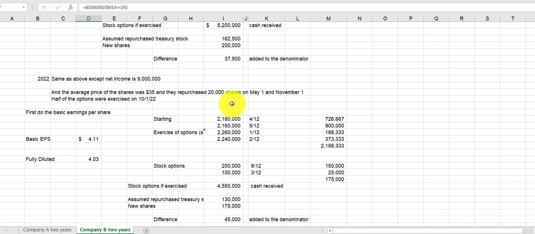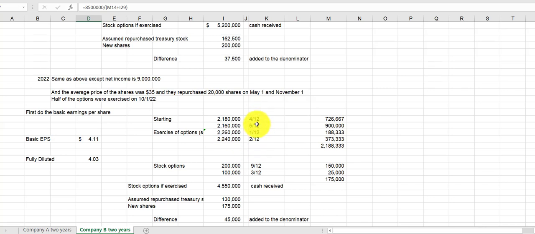So we start with 2,180,000 that came forward from last year. Nothing changes until May 1st when it goes down by 20,000. And then we have this stock option exercise. Half of them was 100,000. So shares are going to go up by 100,000. And then they're going to go back down by another 20,000 when we repurchase 20,000 on November 1st.